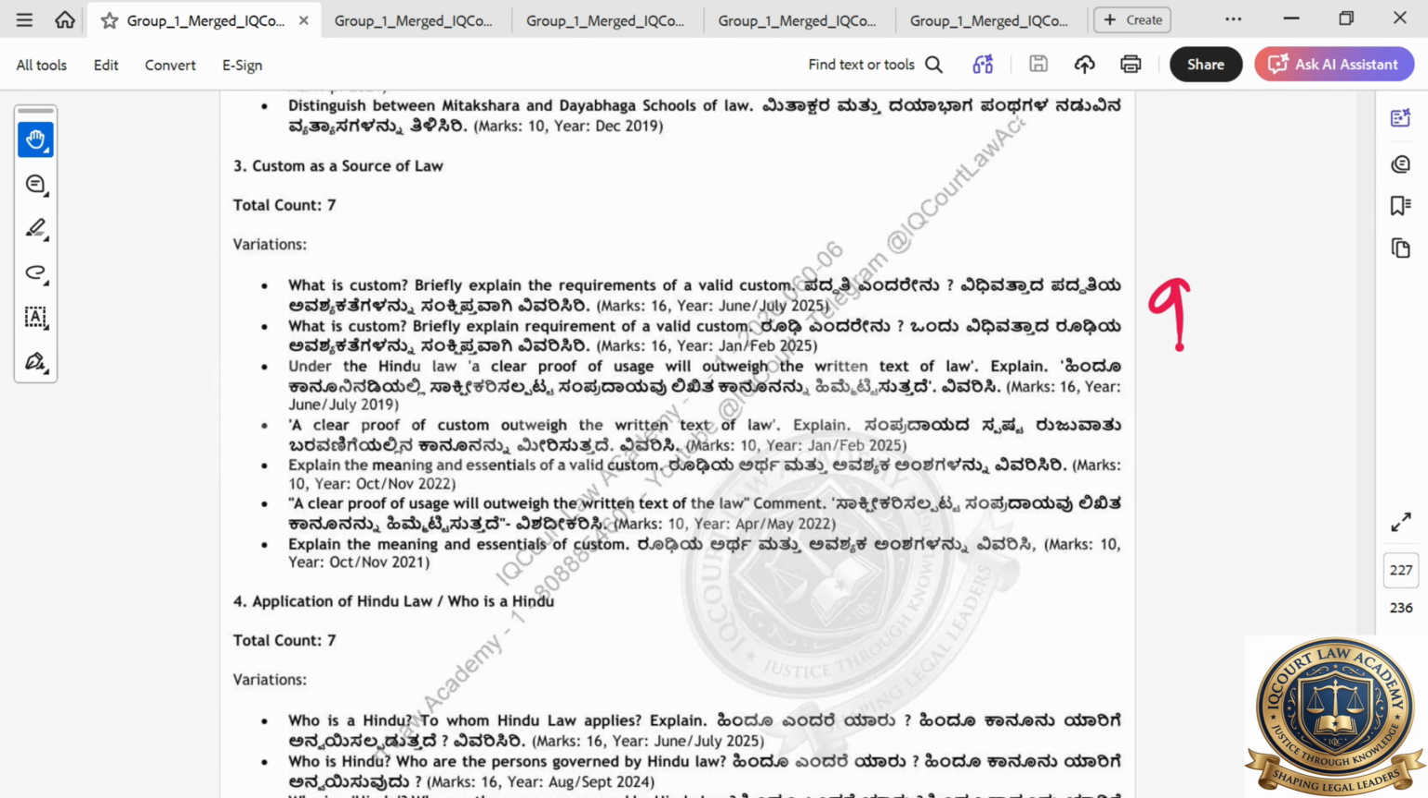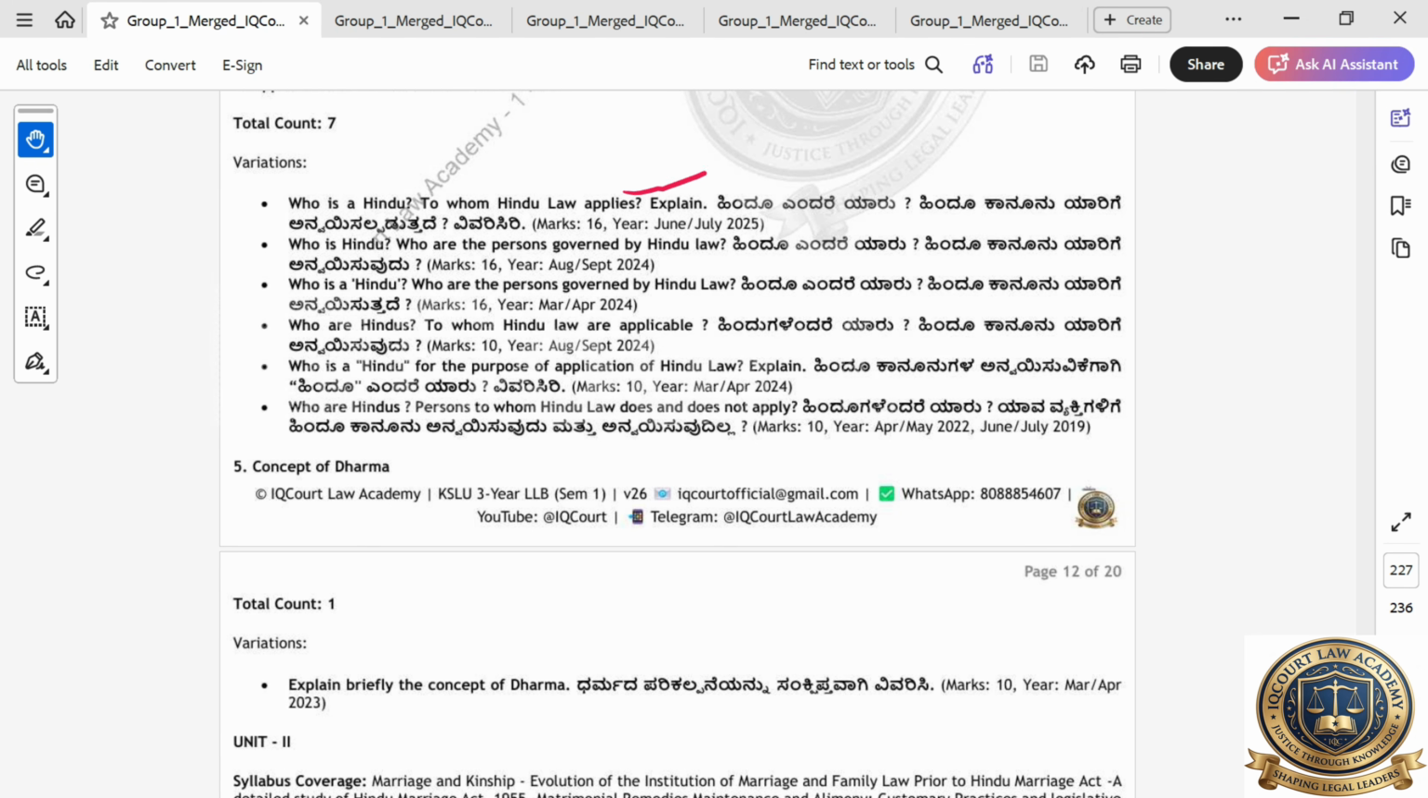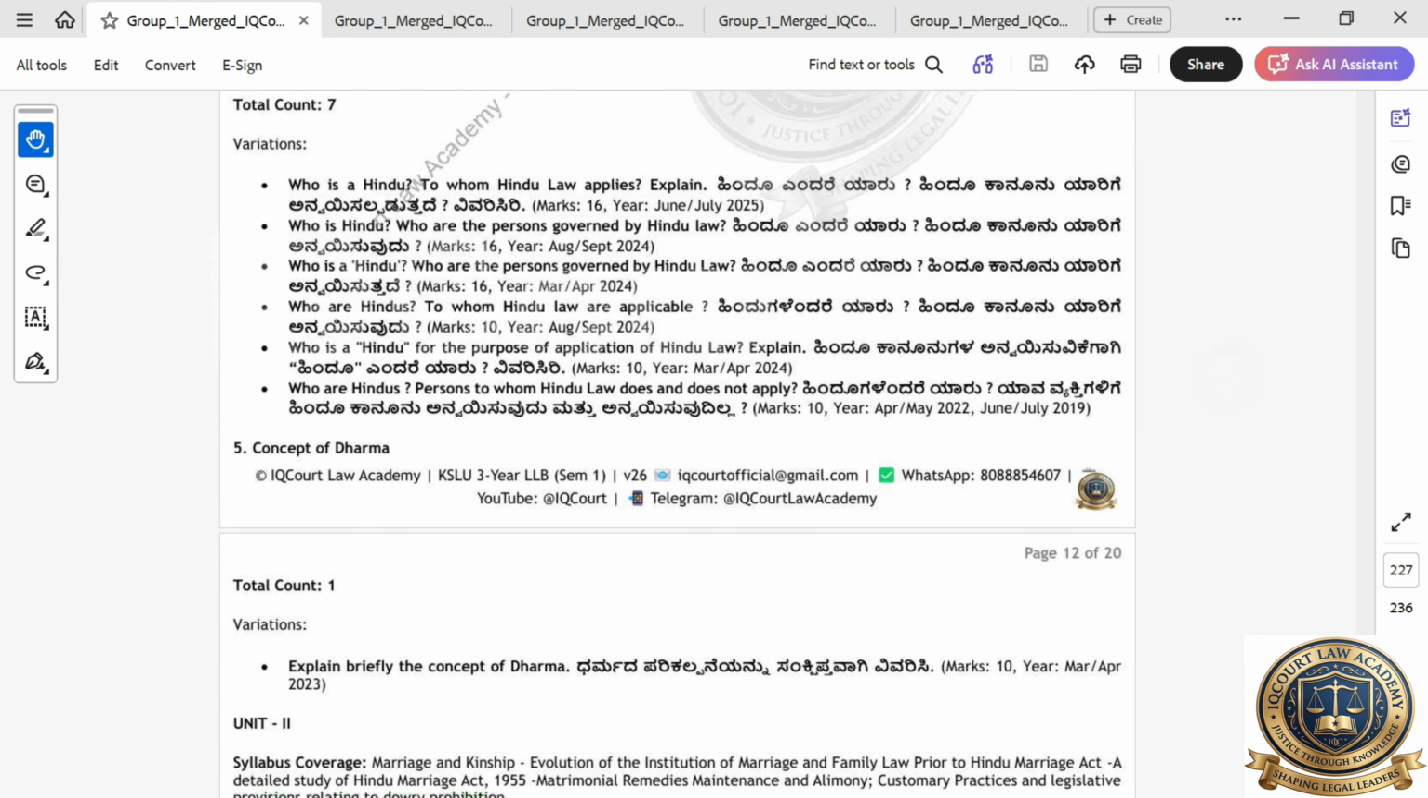This also has 95% chances. They will ask this question. Applications of Hindu law: who is a Hindu? This is also a 90% important question, the probability is there. You will get it in the exam. Who is a Hindu? To whom does Hindu law apply? Explain. Who is a Hindu? Who are the persons governed by Hindu law?